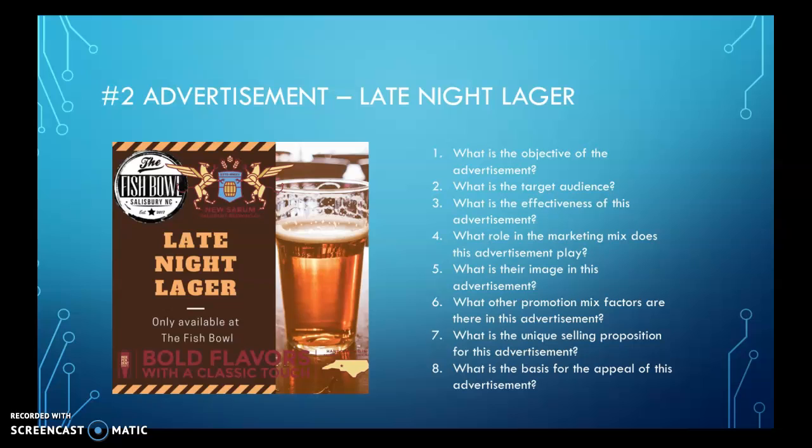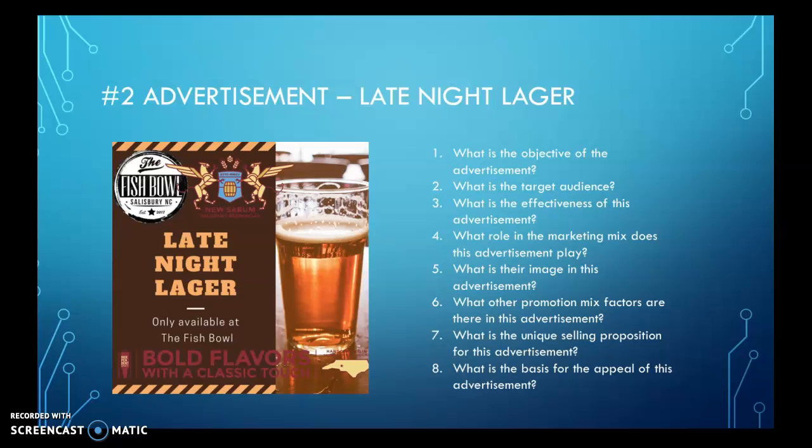Second advertisement, Late Night Lager. What is the objective of this advertisement? To get customers to come for this specific beer. If people like lager, they will come to the Fishbowl. What is the target audience? 21 and up, obviously, but I think it's focusing more towards beer enthusiasts because you're focusing on a specific type of beer. What is the effectiveness of this advertisement? You could see how many lagers you sold before the advertisement went out versus after the advertisement and see if it made an impact and a difference to your sales at all.